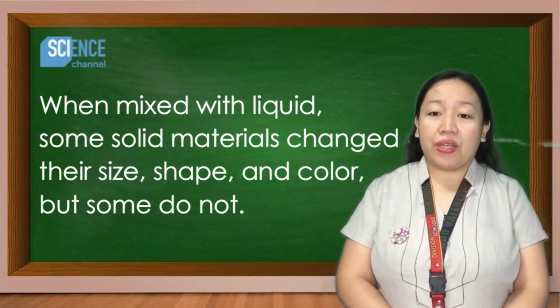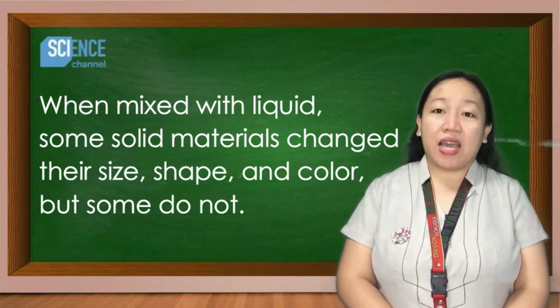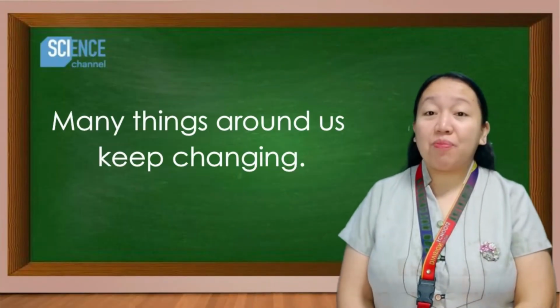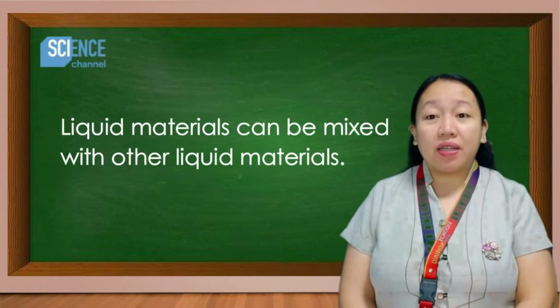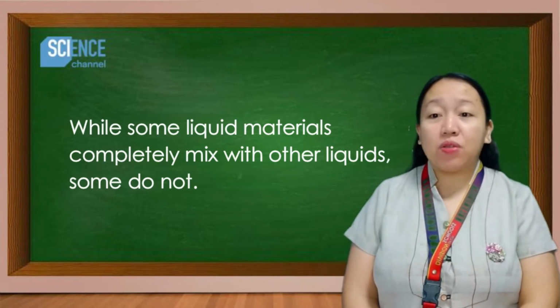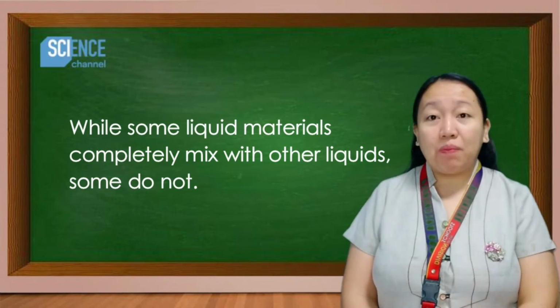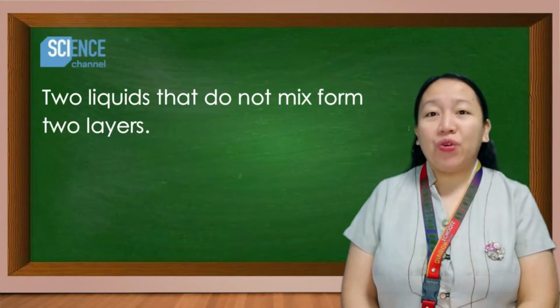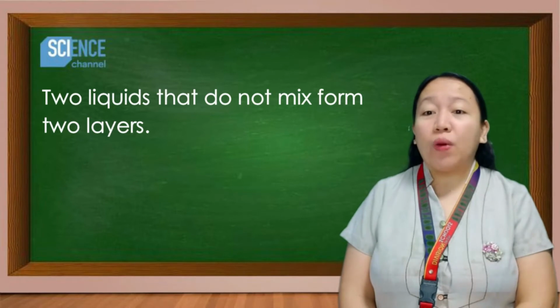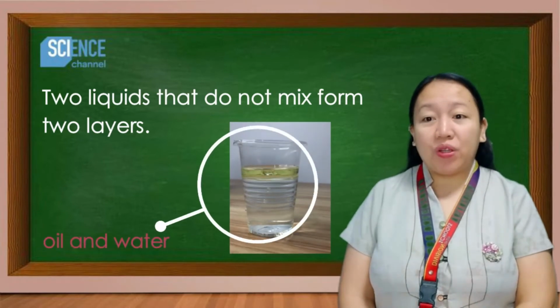When mixed with liquid, some solid materials change their size, shape, and color, but some do not. Many things around us keep changing. Liquid materials can be mixed with other liquid materials; some liquid materials completely mix with other liquids. Some do not. Two liquids that do not mix form two layers, like what you see with oil and water.